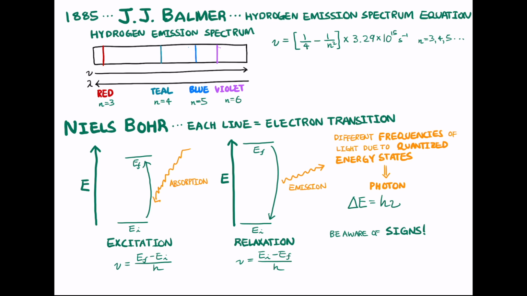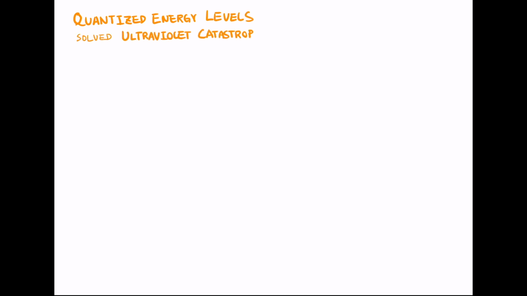The idea that electrons occupy only quantized energy levels explained the ultraviolet catastrophe and emission and absorption spectra of the atoms, none of which classical mechanics could explain.